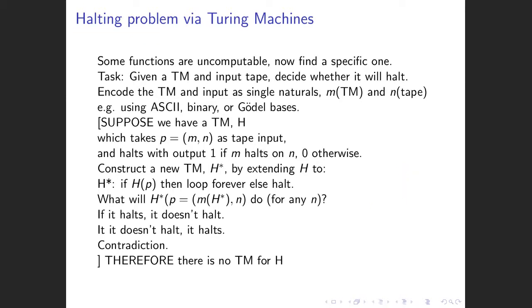So Turing's going to make basically the same argument as Church now. Some functions are uncomputable. Now let's go looking for a specific one. So here's our task. This is the halting problem, and we're saying, given a Turing machine and a particular input, decide whether or not it will halt. So remember, a Turing machine is defined by that finite state machine. The input is defined by what's on the tape at the start.